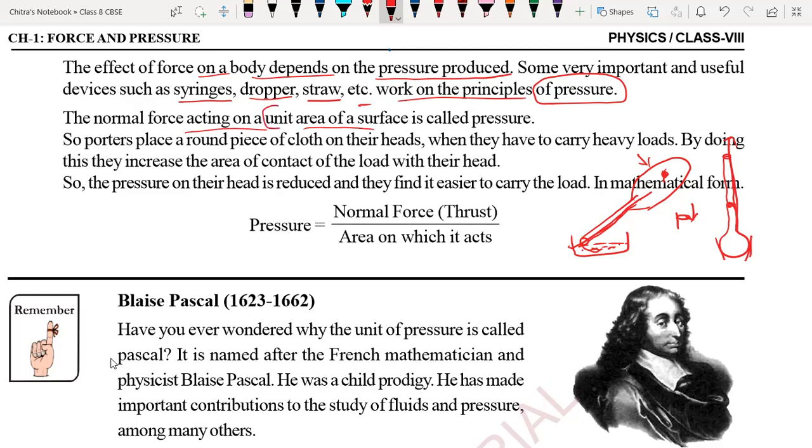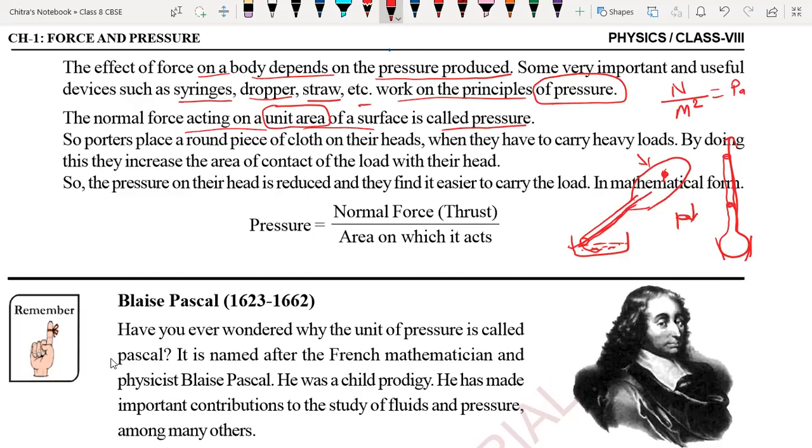The normal force acting on a unit area, unit meaning maybe 1 square meter, 1 square centimeter, whatever it may be, of the surface is called the pressure. As we discussed already, when 1 Newton of force is applied on 1 square meter of area, it is called 1 Pascal pressure.